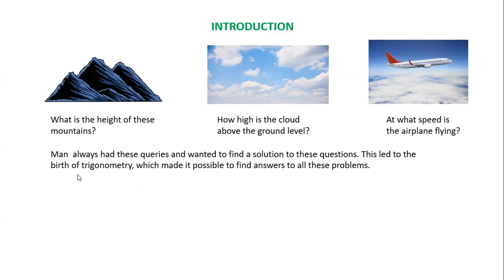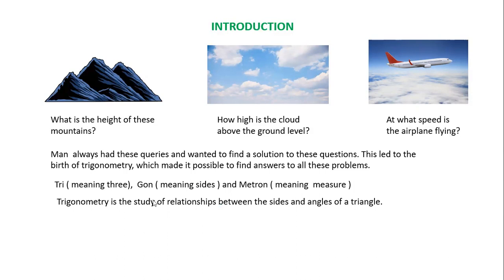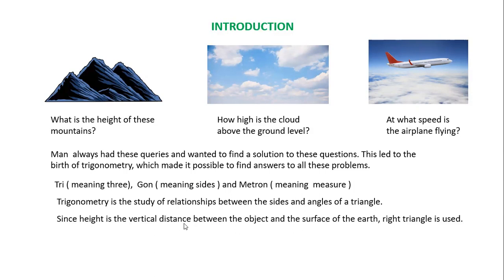So trigonometry is helping you to find things which you cannot physically measure, which you cannot take a tape and measure the height or the cloud. There we make use of this trigonometry. So that is why this subject has been developed so that we can measure the things. So tri means three, gon means sides, and metron means measure. So trigonometry is the study of relation between the sides and the angles of a triangle. Since height is a vertical distance between the object and the surface of the earth, right angle triangle is used.